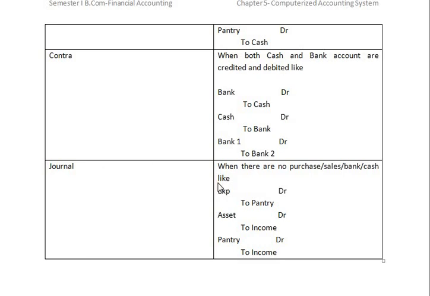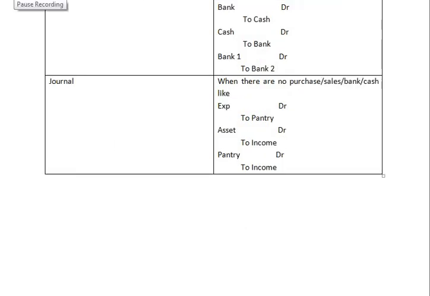Now, general entries, when there is no purchase, sales, bank or cash involved, then expenses account debit to pantry account, or asset account debit to income account, pantry account debit to income account. These are the general entries in Tally.